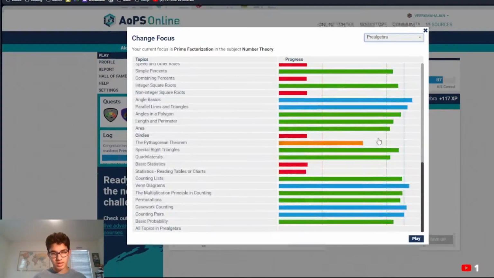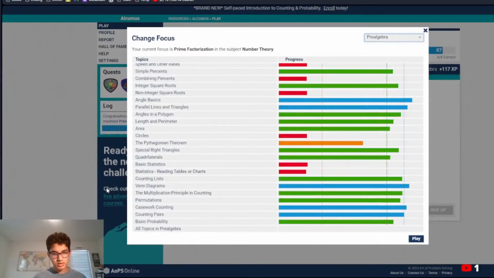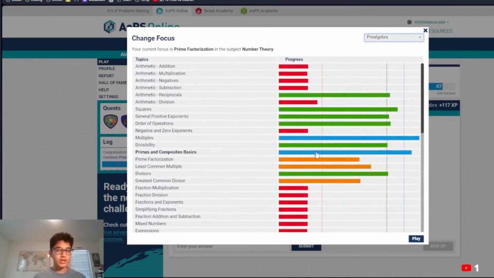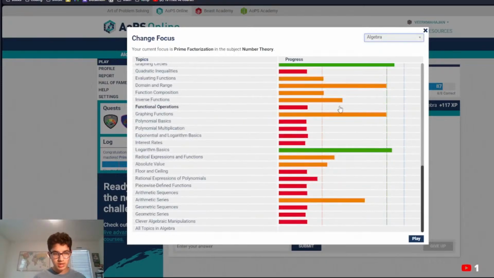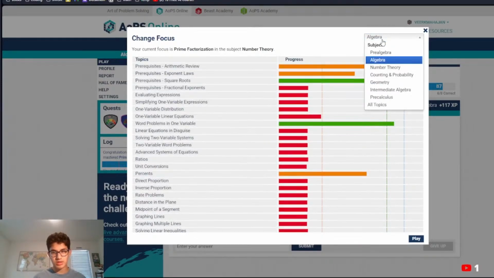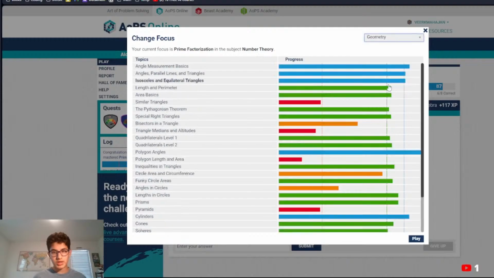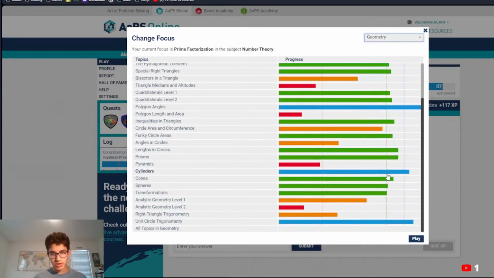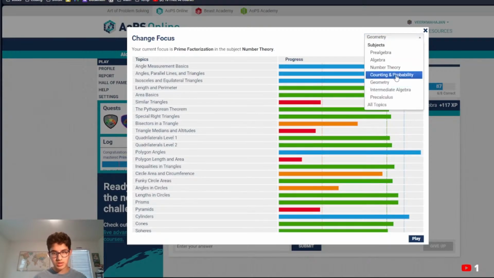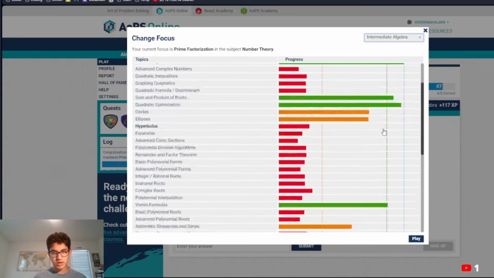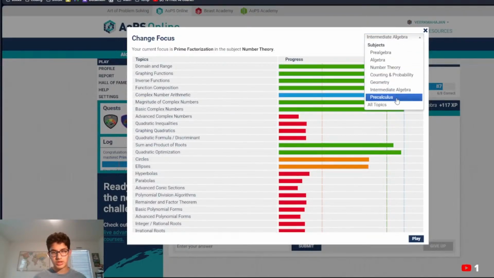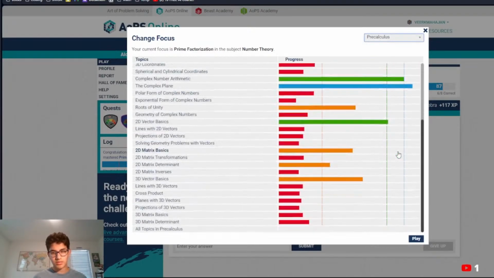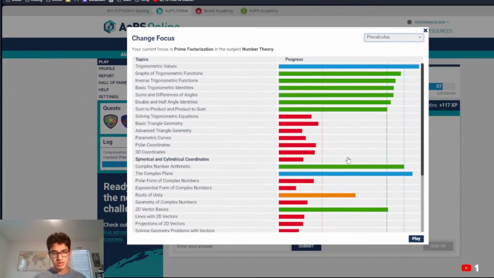Pre-algebra, I don't really want to do it, but we might later. Maybe in one day we'll try to do the whole thing because they're easier questions. Similar stuff with algebra, these are easier level things, right? Geometry is harder, but here I actually have done quite a lot already. Lot of blue, a lot of green. There's progress in most things. And then intermediate algebra, not too bad either. Pre-calculus is bad, right? I've only done the first few things seriously.